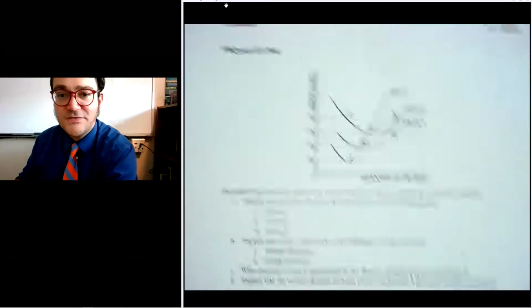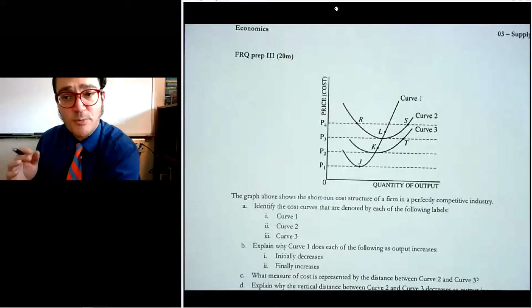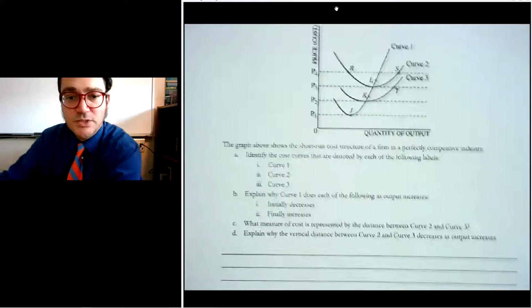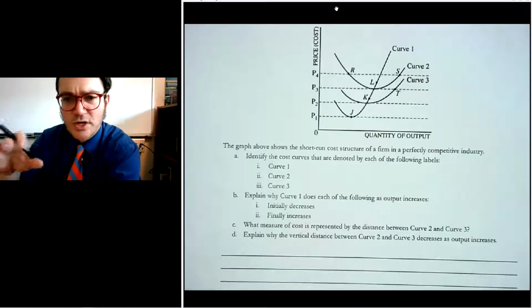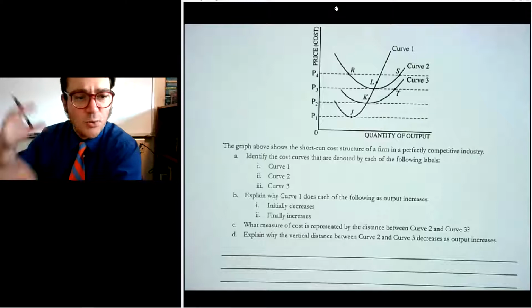Hi there. So in this video, we're going to do the third free response prep question in Unit 3 supply. This one says there's a graph that shows you the short run cost structure of a firm, and then it asks just what are these cost curves?